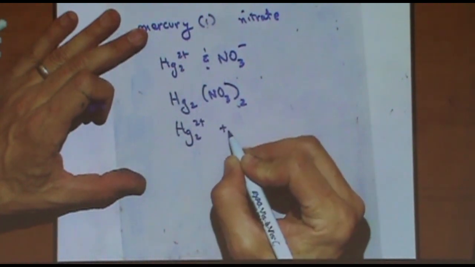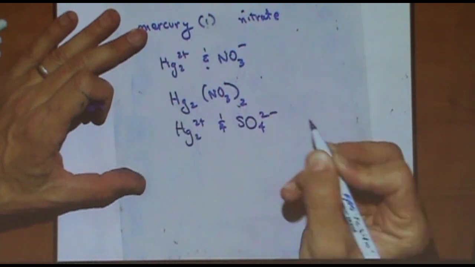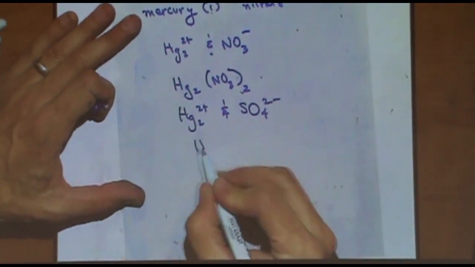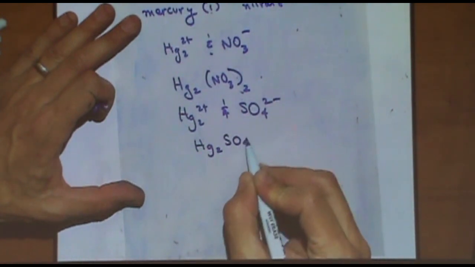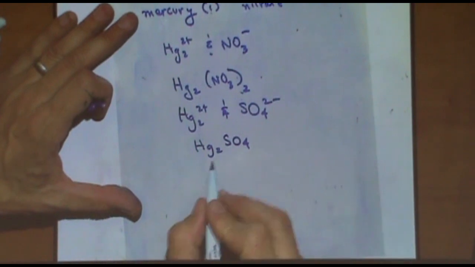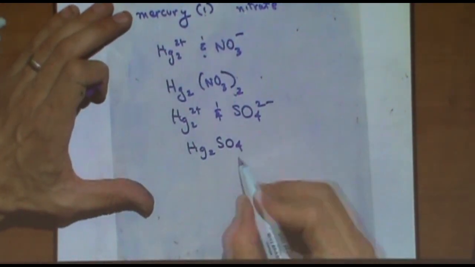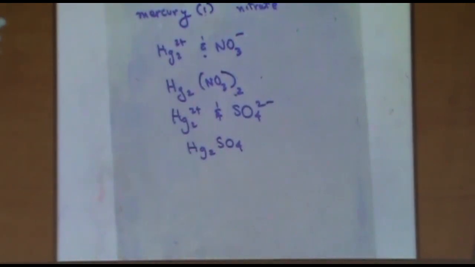Hg2 2+, people making up their own questions here. And the sulfate, that one? Okay, so 2 and 2. You just need 1 of each. So again, the 2 can't go away, just like the 4 can't go away.